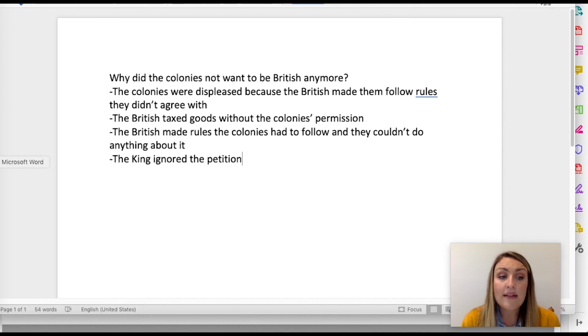The British made them follow rules they didn't agree with. The British taxed goods without the colonies' permission. The British made rules the colonies had to follow, and they couldn't do anything about it. The British king ignored the petition. What is a petition again? Yes, a request to change something signed by many people.